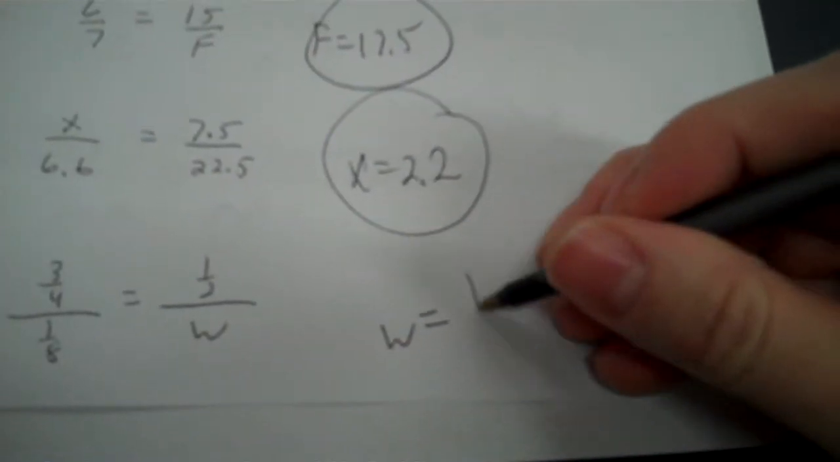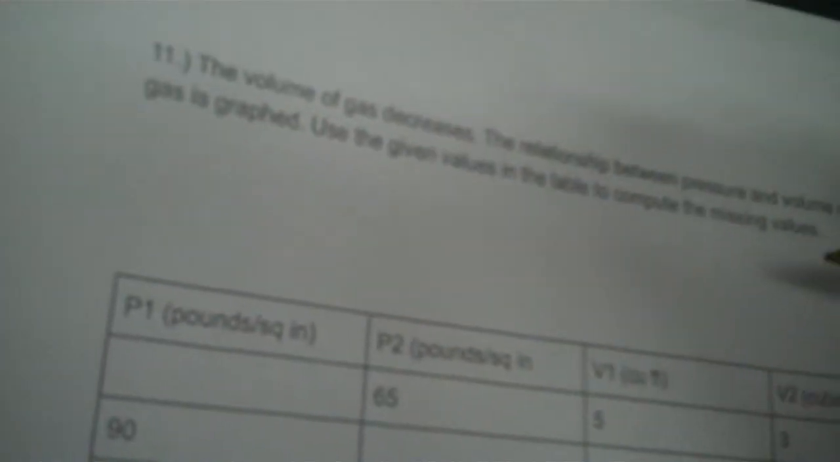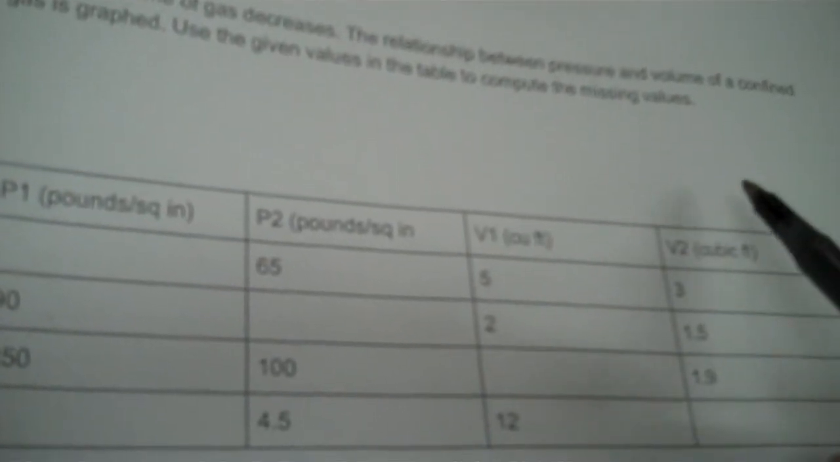Seventeen point five, 2.2, and 1/12. Now, next thing, you have a table you have to fill out. As the volume of gas decreases, the relationship between pressure and volume of a confined gas is graphed. Use the given values in the table to compute the missing values.